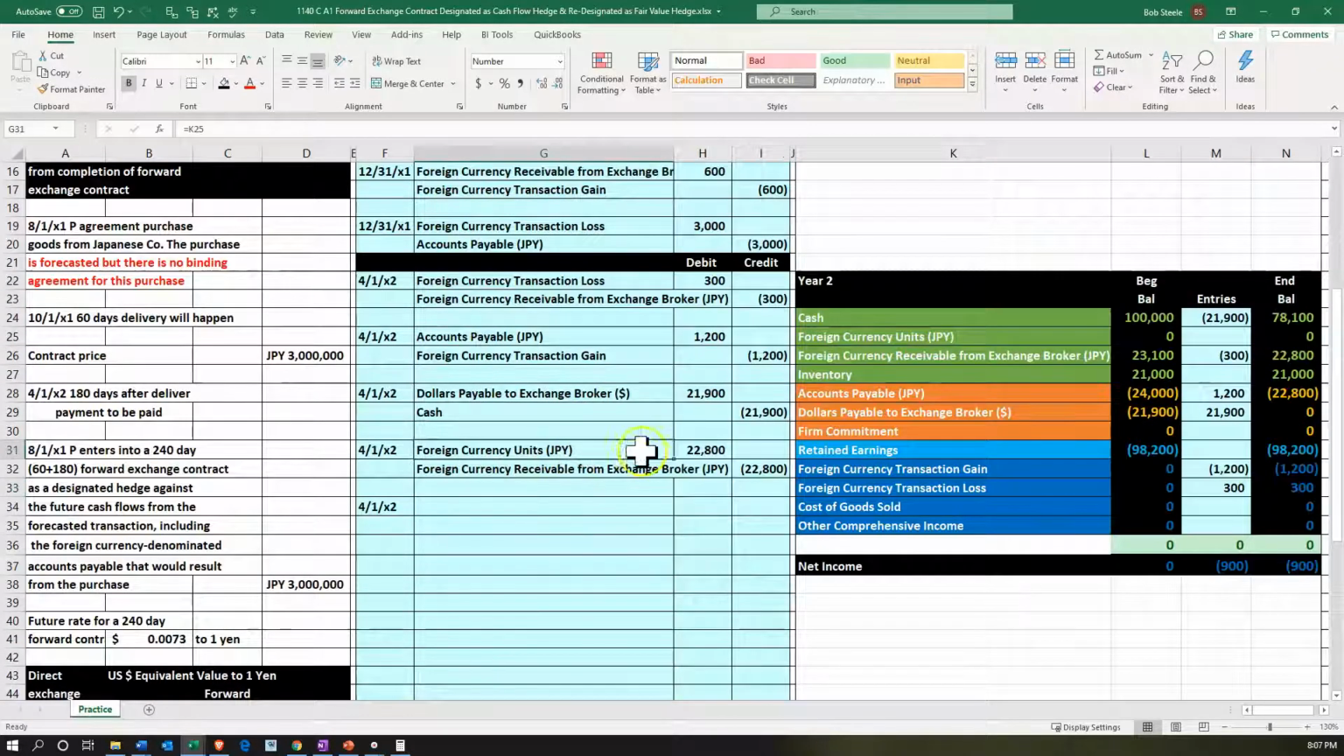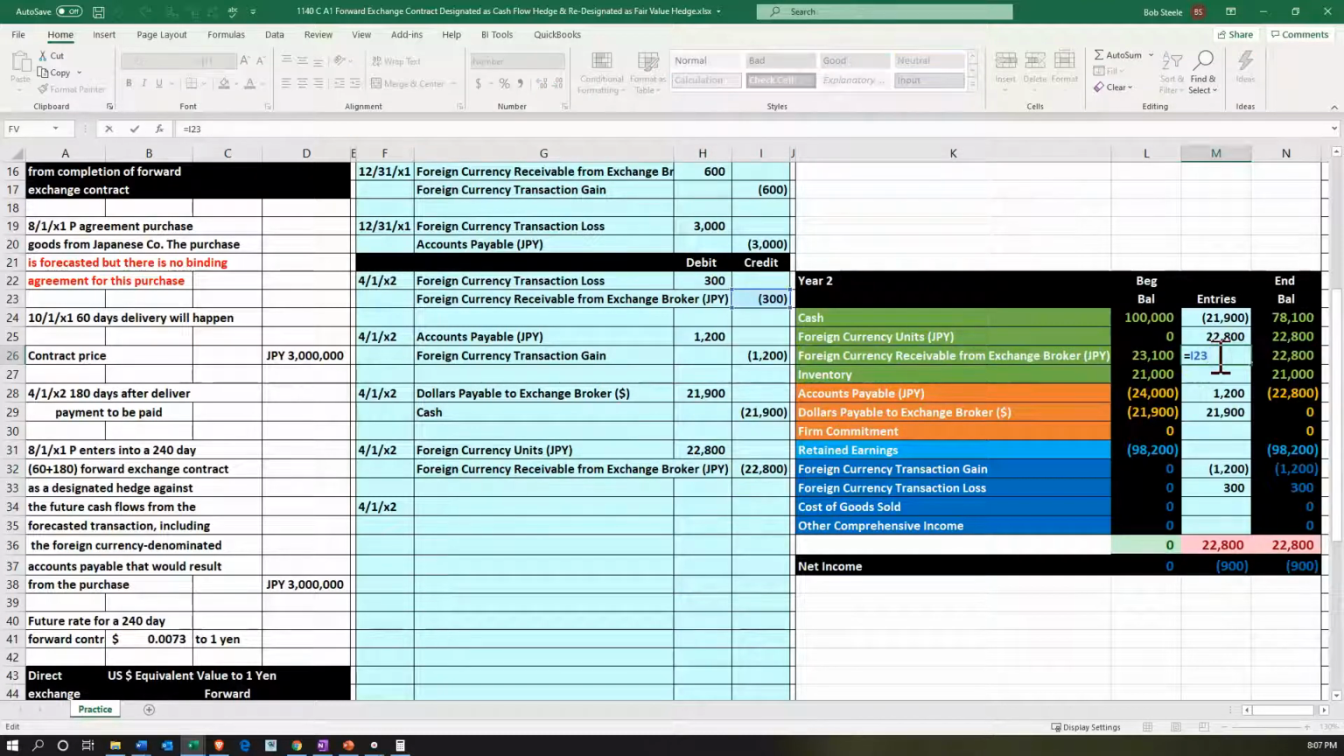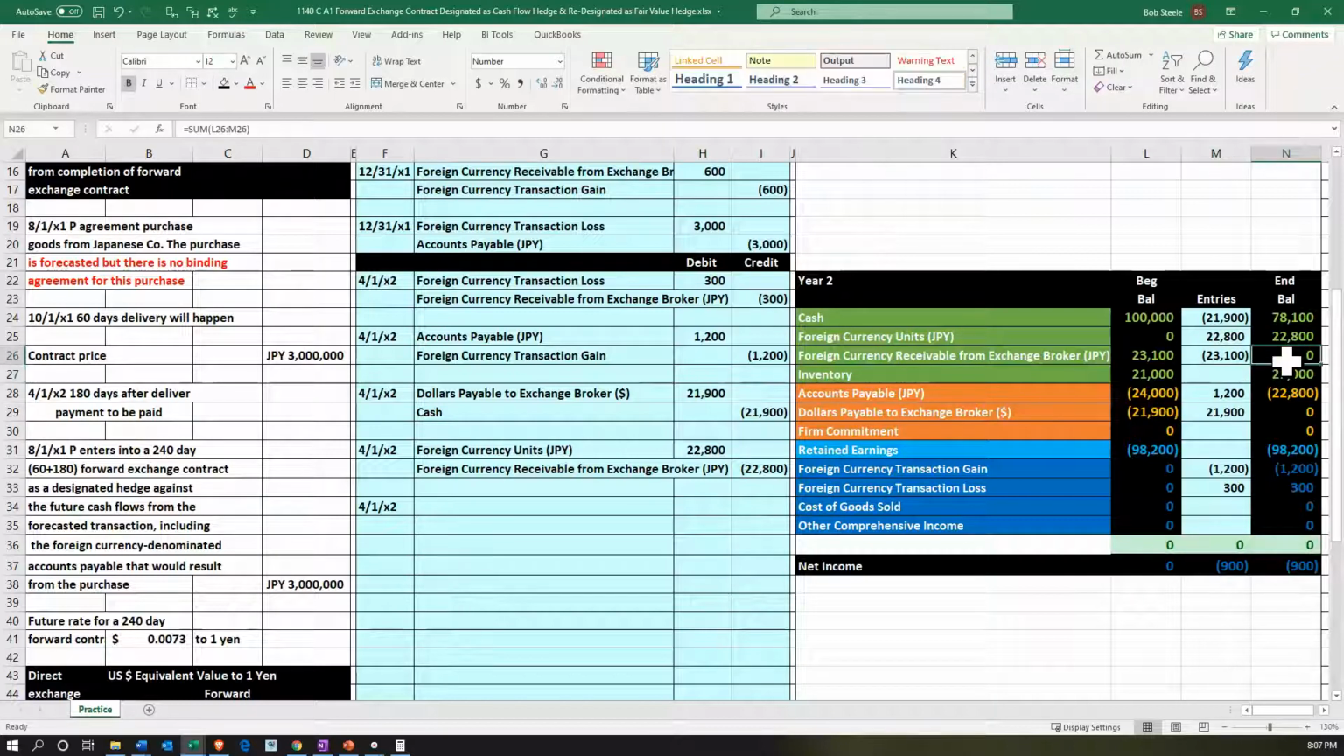Let's go ahead and post this out. We have the debit going to the foreign currency in units. That's going to be this item. It's going to go up by that 22.8, and then we have the receivable on the other side of things. Here's the receivable. Something is in it. We're going to go to the end of it, plus picking up that 22.8, bringing it on back down to 0.